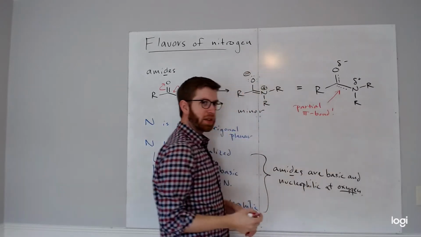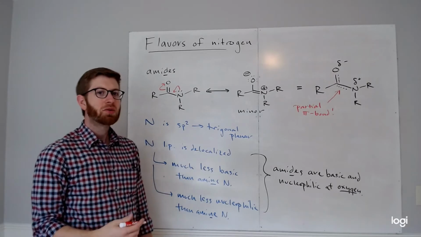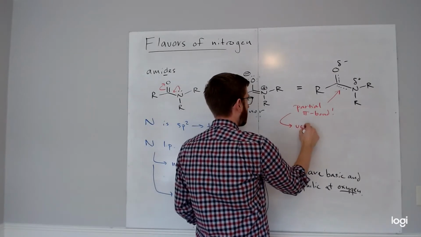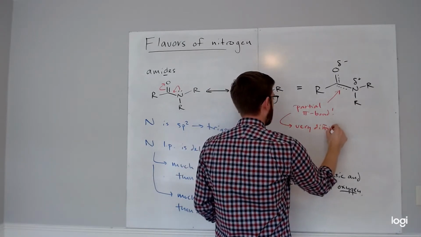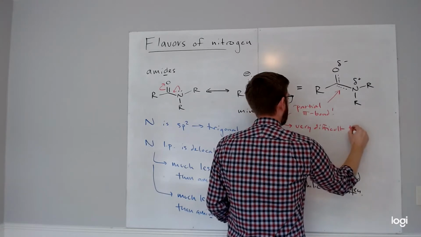And this is an important consequence for biochemistry. That means that the nitrogen-carbon bond is unusually stiff. It's very hard to rotate. So, very difficult to rotate.